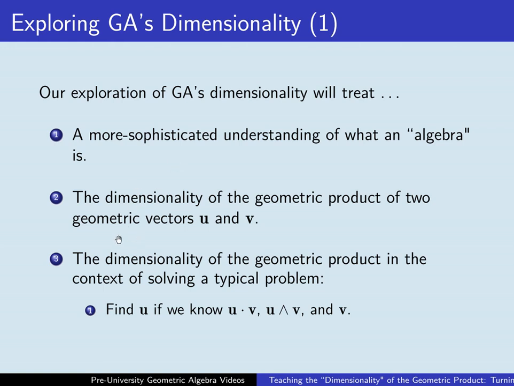We'll look at the dimensionality of the geometric product of two geometric vectors, which I will call u and v. And we'll also explore how dimensionality evolves in the course of using the geometric product to solve a typical problem. The problem is, if we know the inner product of an unknown vector with a known one, and also the outer product, how do we find this unknown vector? Typical problem.